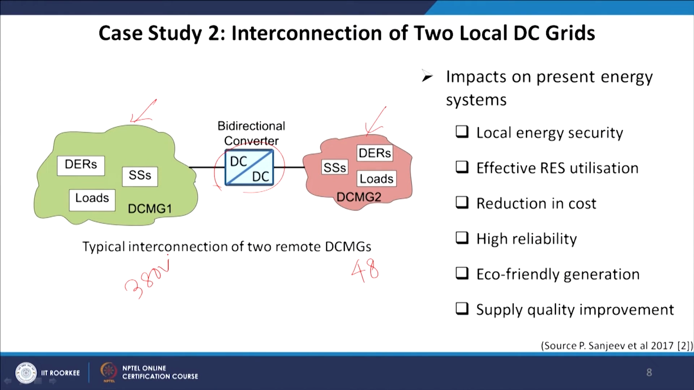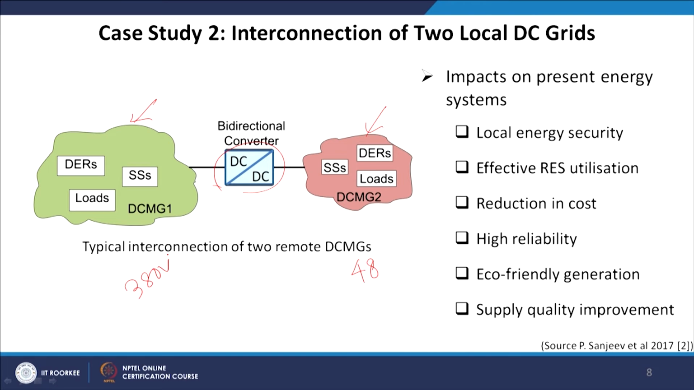That is the important analysis we would like to focus on here. What is the impact on the present energy system when you have integrated more than one DC microgrid, or more than one DC microgrid are being operated together? The energy security will increase.